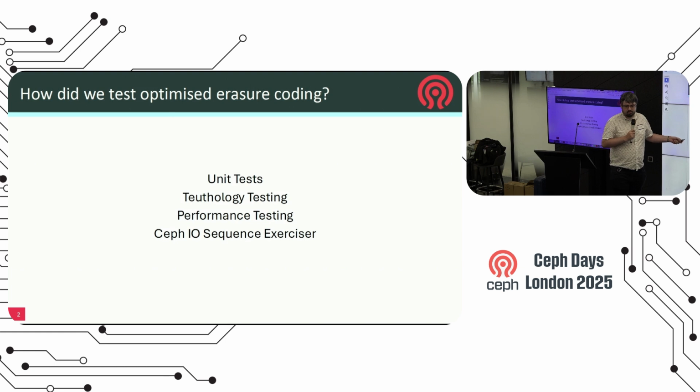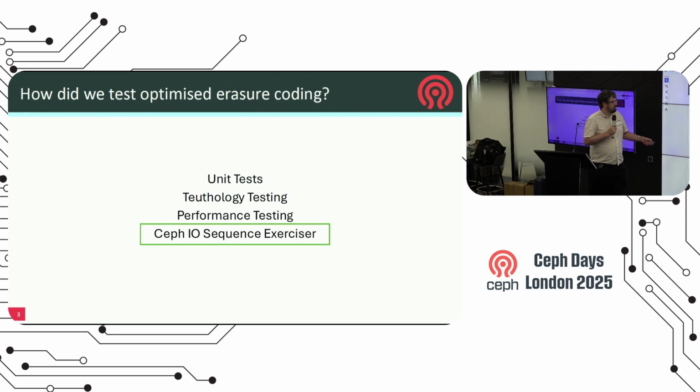We did some unit tests, added our own unit testing. We put it through Teuthology with the optimizations enabled and with them disabled. We've done performance testing, making sure we see the sort of numbers we're expecting to see. And we also developed a new tool, the Ceph IO sequence exerciser, which is the tool that I was hoping to talk to everyone about today.